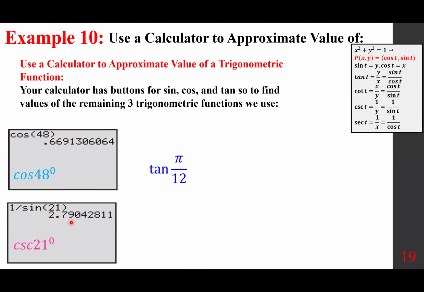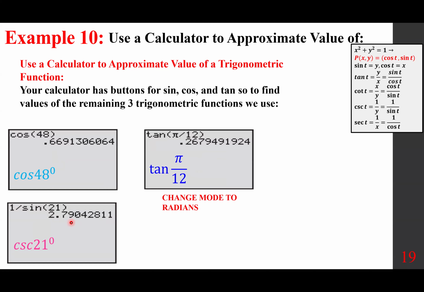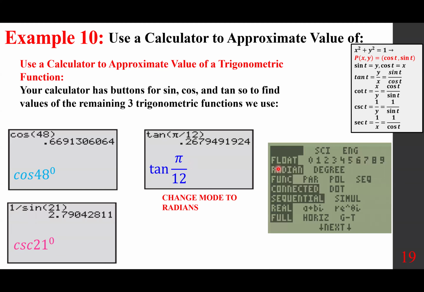Tan of pi over 12. Make sure you change the mode to radians. This is degrees. Look at the mode of the calculator. So just so you know what's happening, if you have a graphing calculator, radians or degrees, we put it in radians, and then tan of pi over 12 gives many decimals.